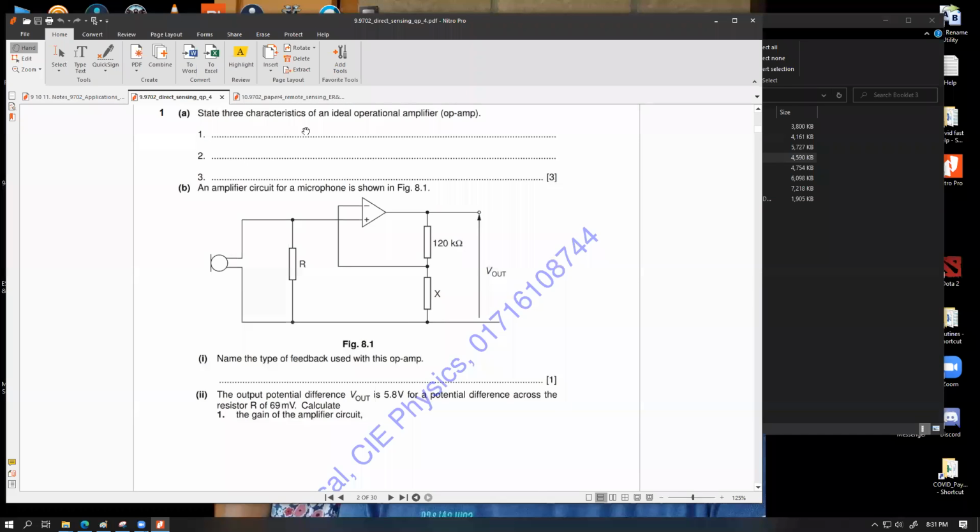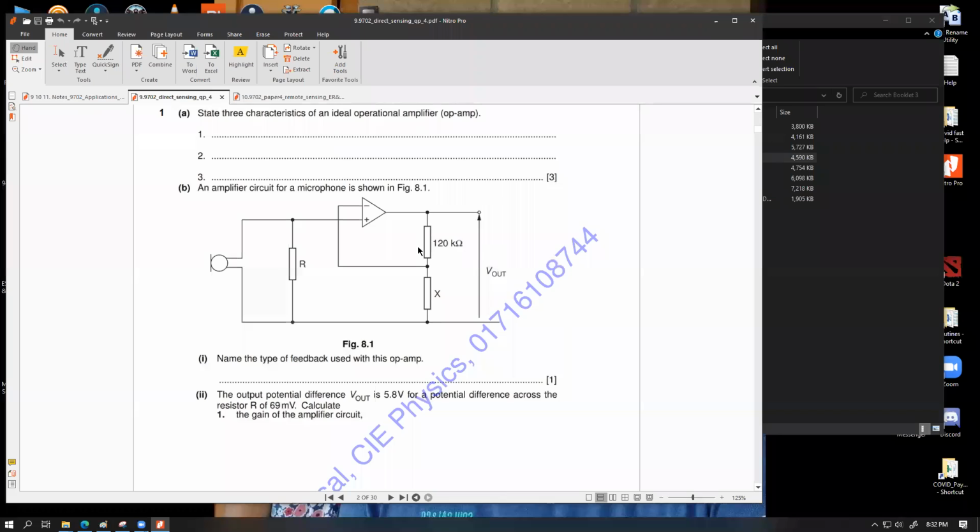Have a look at question number 1. State the 3 characteristics of an ideal op-amp. Here they're asking for state, so you don't need to give an explanation. You just write 3 properties. For example, we can write infinite input impedance, infinite open loop gain, 0 output impedance, infinite bandwidth, infinite slew rate. These are the 5 properties. You mention any of the 3 without spelling mistakes, and you score these 3 marks.